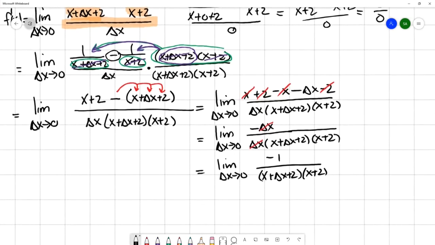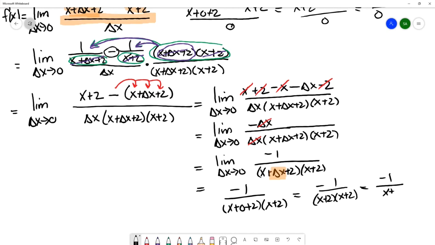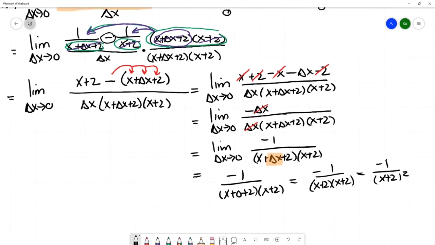Now that that common factor of delta x is canceled out, I'm going to be able to use direct substitution. So I'll substitute a 0 in for delta x to get negative 1 over x plus 0 plus 2 times x plus 2. That's negative 1 over x plus 2 times x plus 2, which is negative 1 over x plus 2 squared. So we have found that for the function 1 over x plus 2, the derivative is negative 1 over x plus 2 squared.